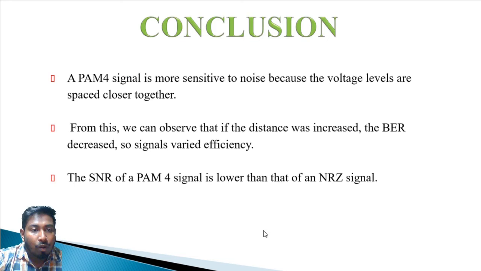Conclusion: a PAM4 signal is more sensitive to noise because the voltage levels are closer together in PAM4 signaling. From this we can observe that as the distance increased, the VR decreased, so the signal is varied effectively. As a result, the SNR of the PAM4 signal is lower. At higher amplitude levels, the eye opening is reduced because of the higher power supply. This problem can be compensated by using variable extinction ratio.